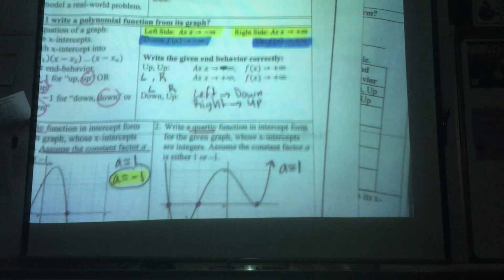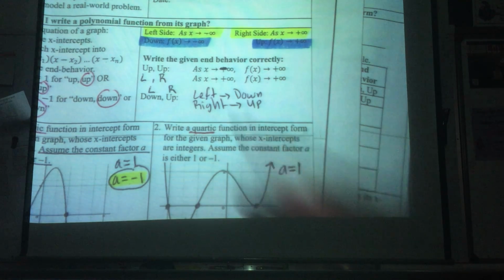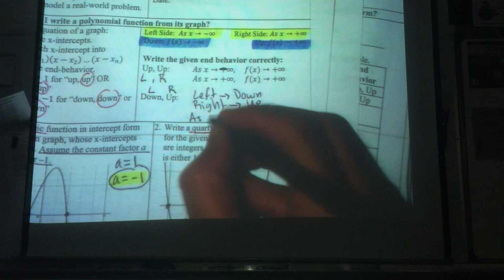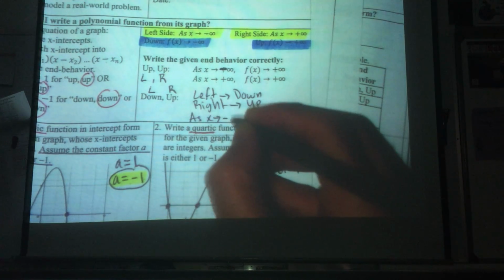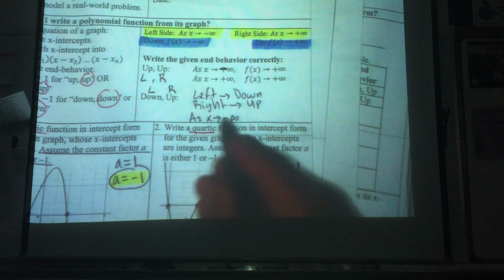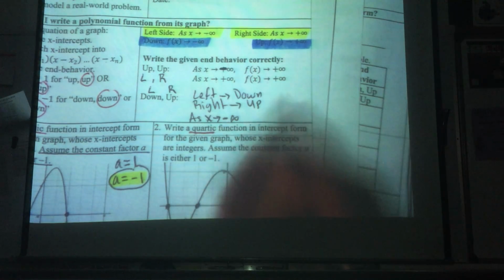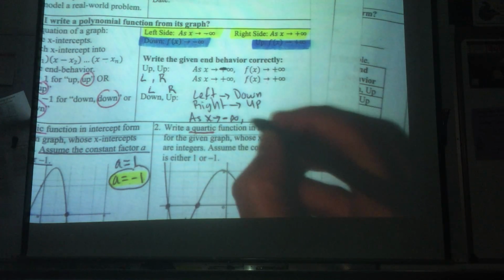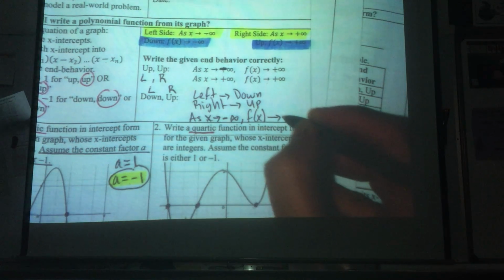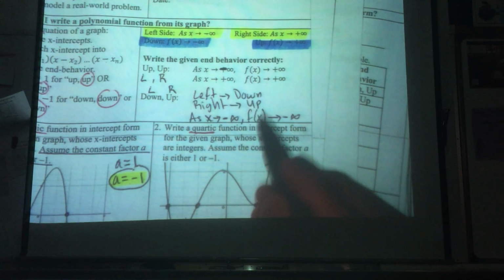Now let's put it in the correct algebraic form, okay? So left goes down. Left, as x approaches negative infinity, that's left. Make sure it says x, not f of x, and make sure it says negative infinity because that's left. Down, f of x, or y, approaches negative infinity. Why negative? Because it's down. Y goes down.